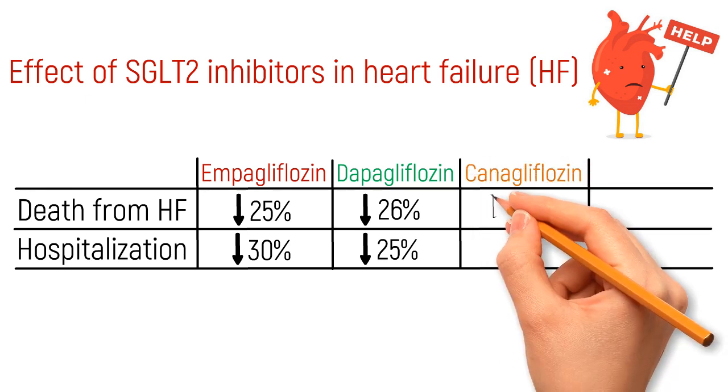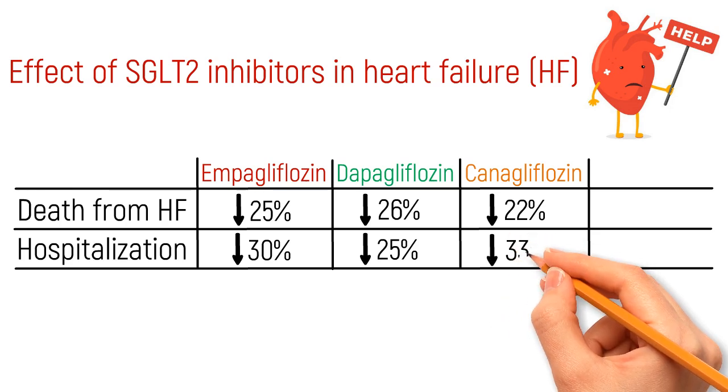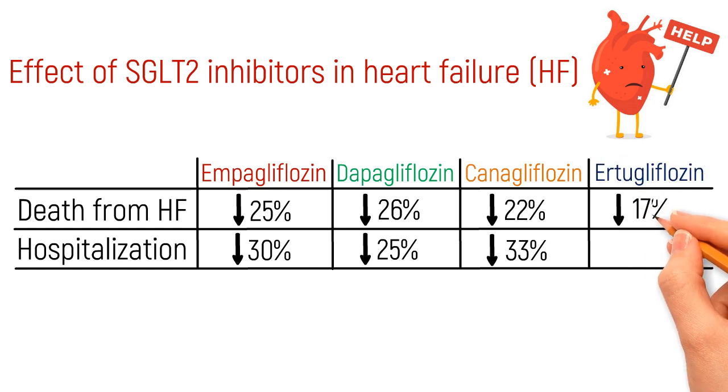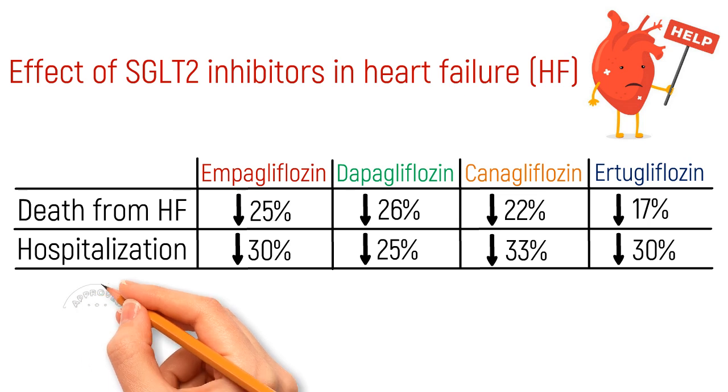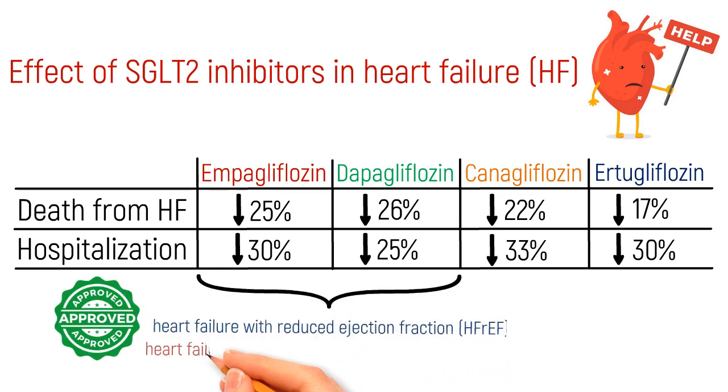Canagliflozin showed a 22% reduction in the composite outcome of heart failure hospitalization and cardiovascular death, along with a 33% overall reduction in heart failure hospitalizations. Ertugliflozin also reduced the risk of heart failure-related hospitalizations. In 2021, empagliflozin was found to significantly lower the risk of combined cardiovascular death or heart failure hospitalization in adults, regardless of the diabetes status, among patients with heart failure with preserved ejection fraction. Thus, it's approved by the FDA along with dapagliflozin for heart failure with preserved ejection fraction.